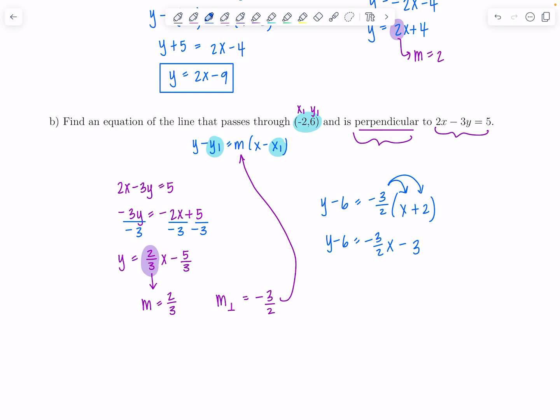Last thing, add 6 to both sides. And we have y equals -3/2 x plus 3. Beautiful. Good job.